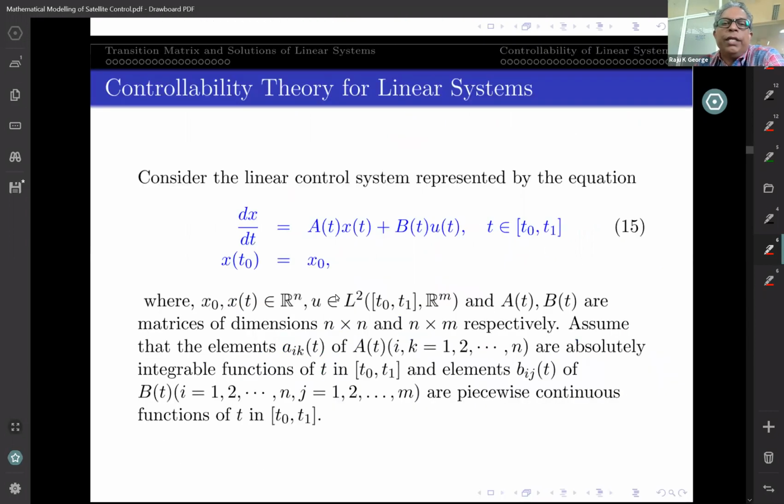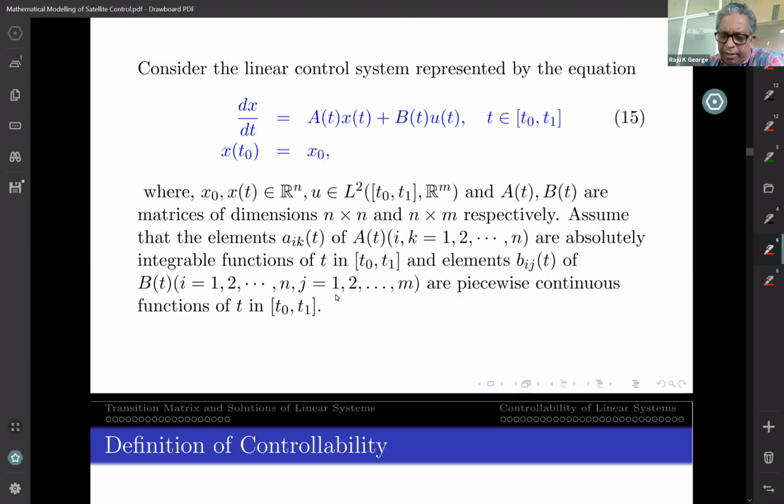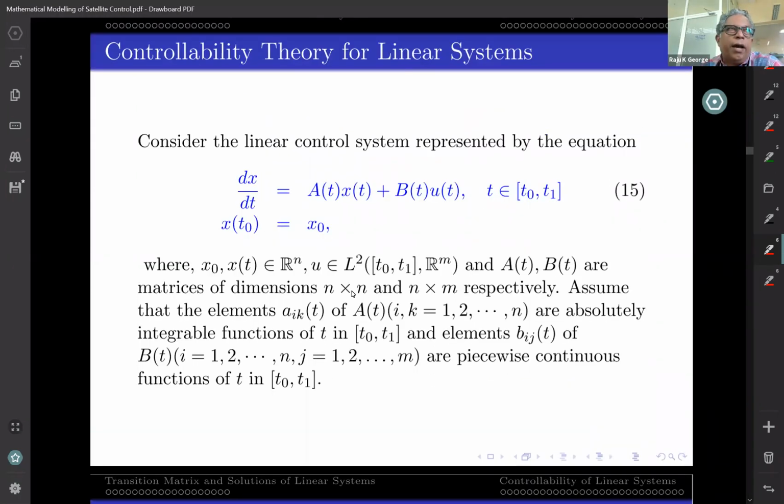To study that, we take a slightly more general system. Now, after linearization, we got a matrix A, which is a constant matrix, and B is also a constant matrix. That need not be the situation; even if A and B are time-dependent matrices, still my theory will work. So therefore, I take a more general case, and I will state the theory. Then I will specialize to the particular example of the satellite. Now it's the general theory.